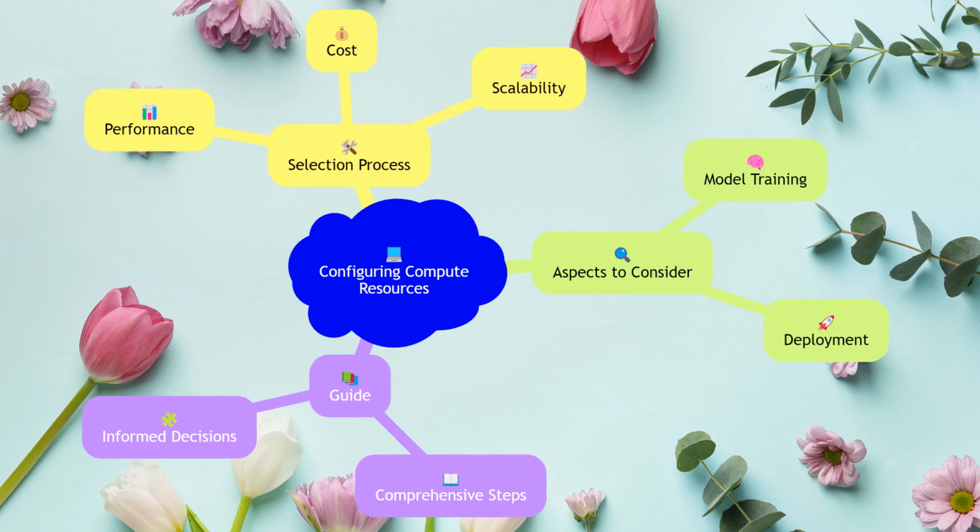In the realm of machine learning, configuring compute resources for a job run is a critical step. This process involves selecting the appropriate computational resources to ensure that your model training and deployment are efficient and effective. The right configuration can significantly impact the performance, cost, and scalability of your machine learning projects. This presentation will delve into the various aspects of configuring compute for a job run, providing a comprehensive guide to help you make informed decisions.